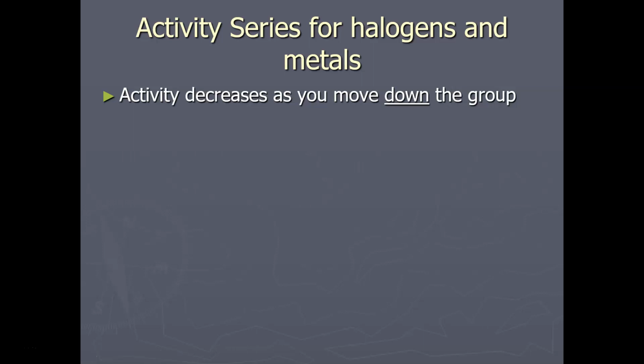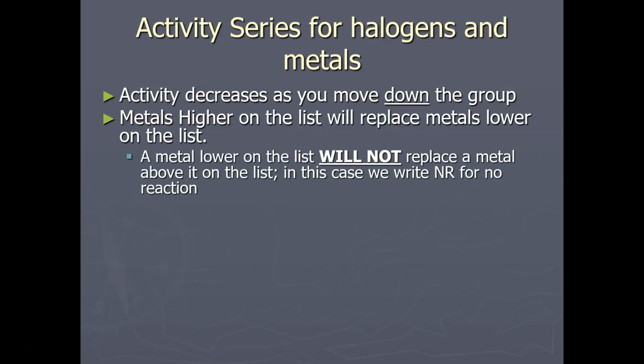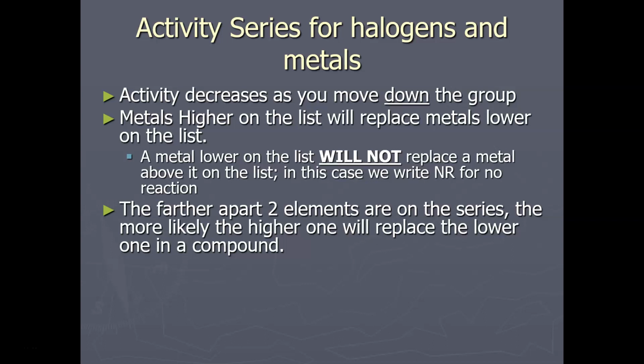So the activity series decreases as you move down the group. That's why the arrows are pointing up. Metals higher on the list will replace metals lower on the list. A metal lower on the list will not replace a metal above it on the list. In this case, we write NR for no reaction. The farther apart two elements are in the series, the more likely the higher one will replace the lower one.